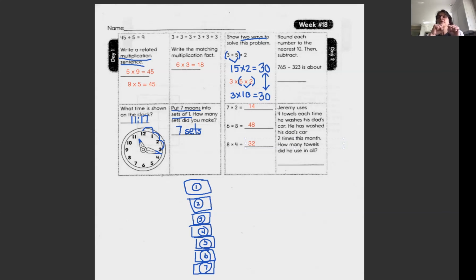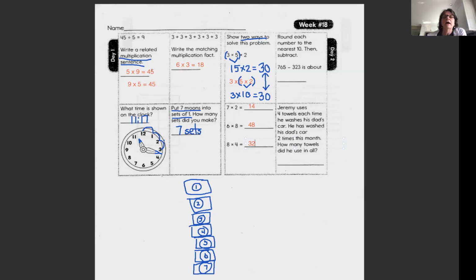So I'm going to get my fingers ready. You can get yours ready too. And we're going to go 4, 8, 12, 16, 20, 24, 28, 32. There's my 8 4s. Okay, it's a little easier to skip count by 4s.